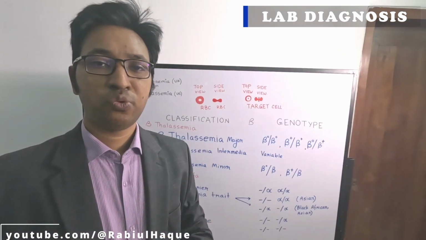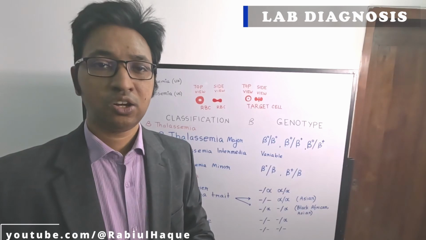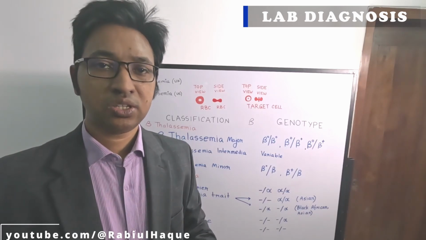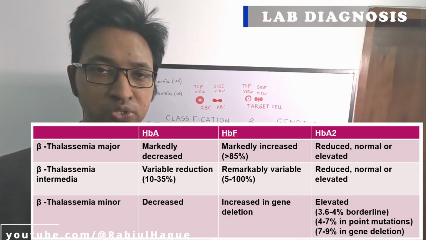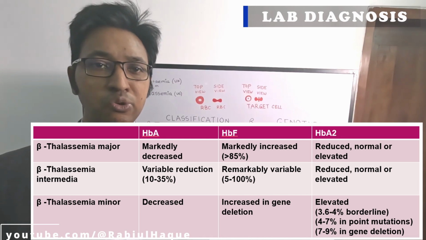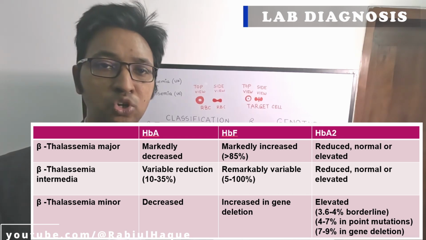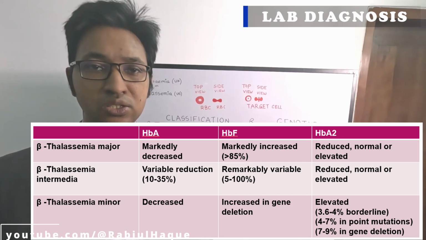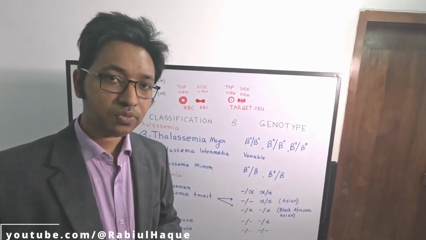So how can we confirm the diagnosis of thalassemia? Always remember the answer is hemoglobin electrophoresis. This is a very important question that you will be asked, and I will also show you the hemoglobin electrophoresis findings of different types of thalassemia on the screen.